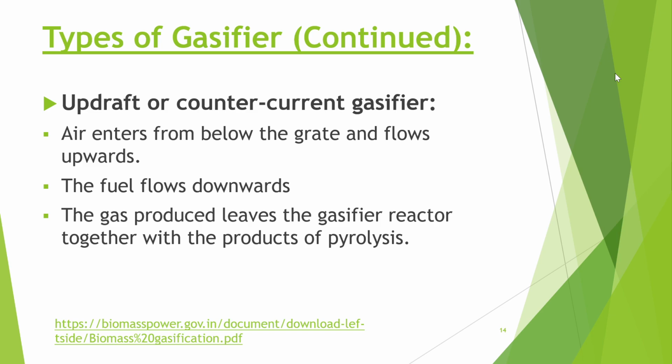Then we have the updraft or counter-current gasifier. Simply as the name suggests, here air and fuel both will travel in opposite directions. Here air will enter from below the grate and flow upward. It will not go downward along with the gas. Fuel will keep going downward, and the gas produced will leave the gasifier with the products of pyrolysis, that is tar. Therefore it is a major problem here. Tar removal is necessary before using the gas in any kind of heat engines or dual fuel engines.